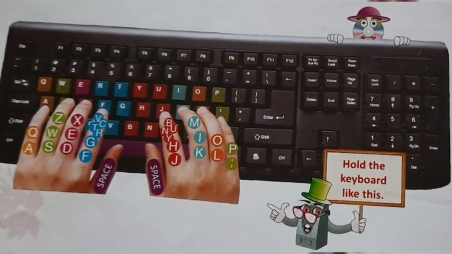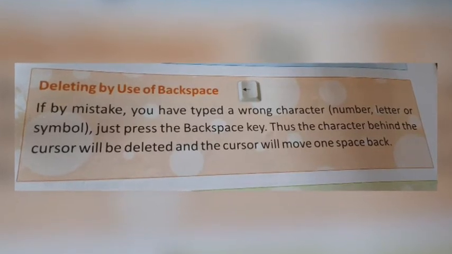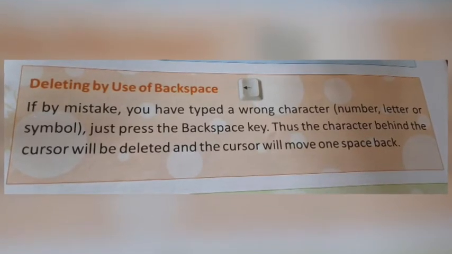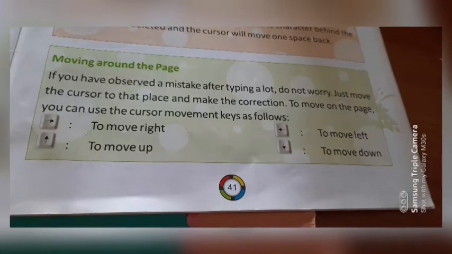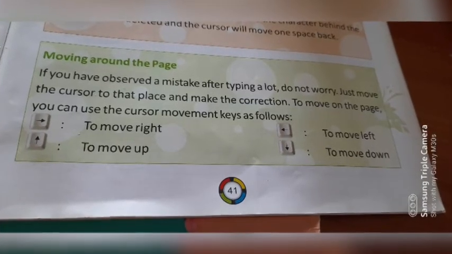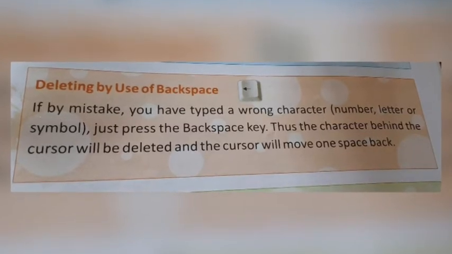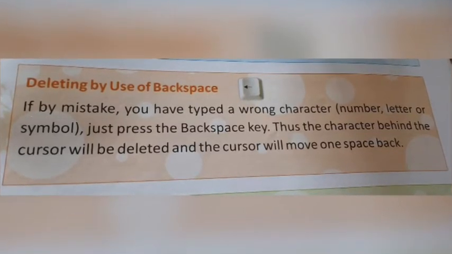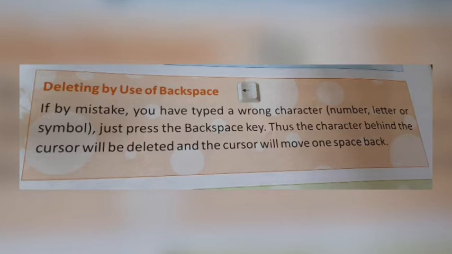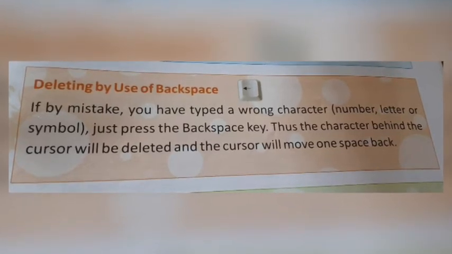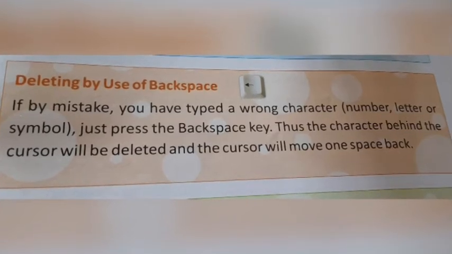Two more keys. I will talk about two more keys. That is the backspace key and moving around the page, the moving keys. Backspace key: if by mistake you have typed a wrong character, number, letter or symbol, just press the backspace key. Thus the character behind the cursor will be deleted and the cursor will move one space back. So this is the backspace key, and you can search the keyboard for where the backspace key is.